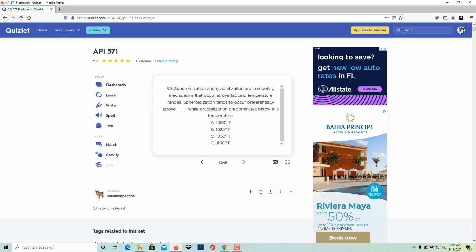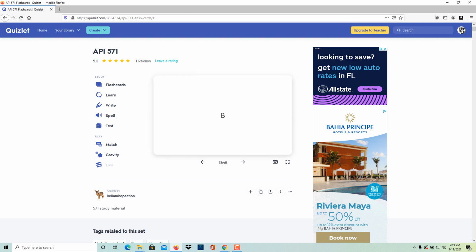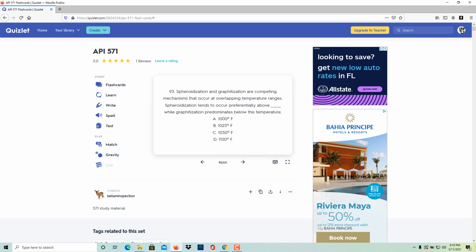Spheroidization and graphitization are competing mechanisms that occur at overlapping temperature ranges. Spheroidization tends to occur preferentially above blank, while graphitization predominates below this temperature. Oh man, I do remember reading this. I want to say 1100 F. That sounds like the range. B, no, it's 1025 F. So make a mental note: 1025 F separates spheroidization and graphitization.